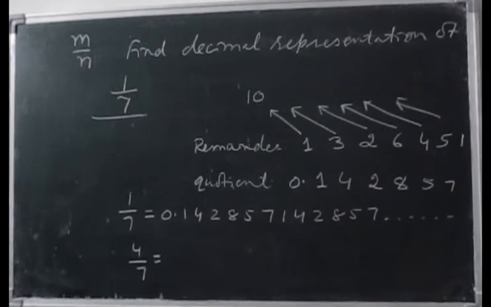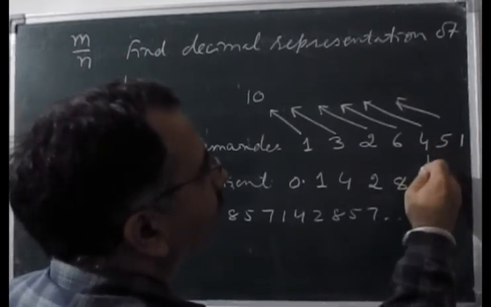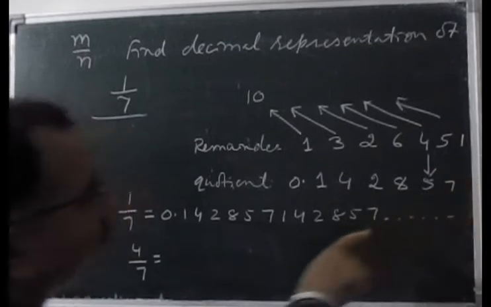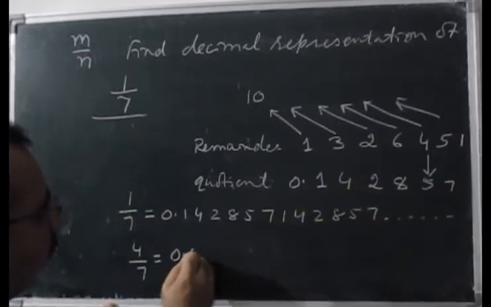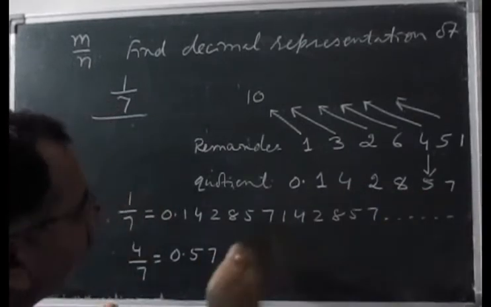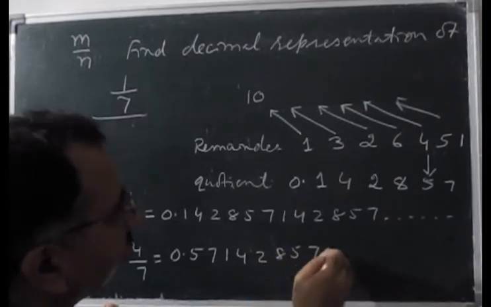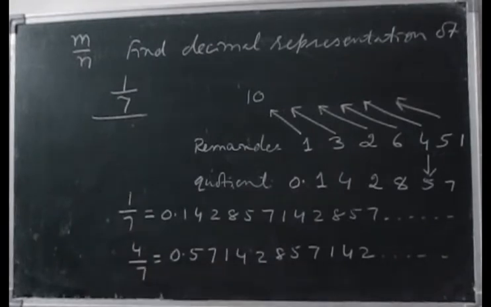So the magic is here. In the remainder line, see where the 4 is written. So 4 is here. Start from the number which is just below 4 and start writing from this. So this is 0.571428, then repeat 571428, 142857 and so on. So this is 4 by 7.